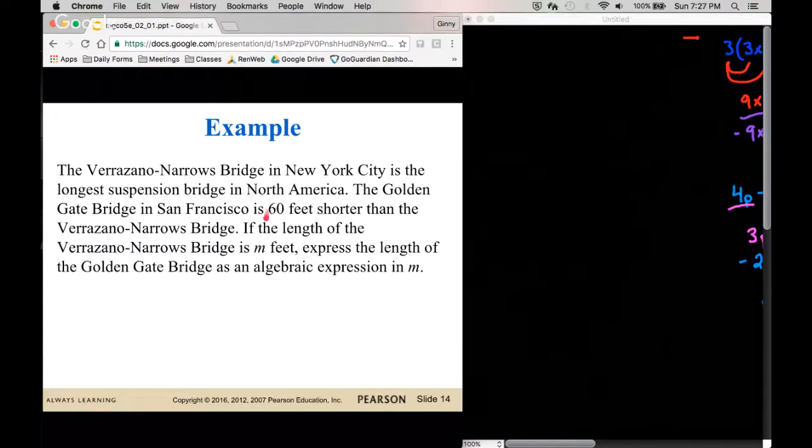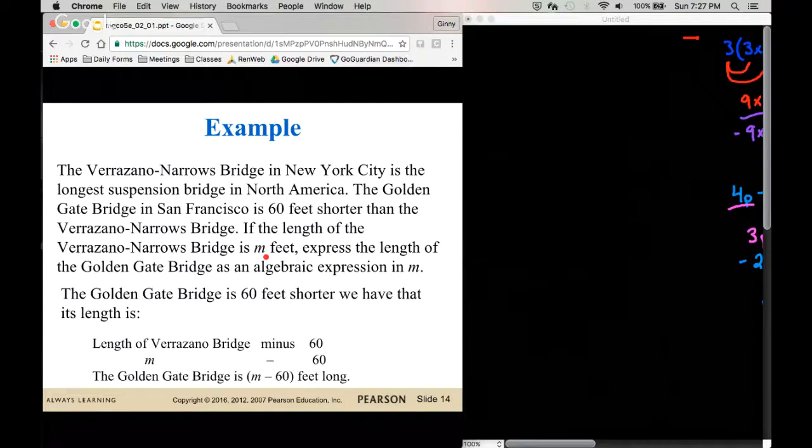So the numbers here, you got 60 feet shorter than, so the Golden Gate Bridge is 60 feet shorter than the Narrows Bridge. If you have the length of this bridge as m, how would you express the length of the Golden Gate Bridge? So m is the length of the longer bridge. Golden Gate Bridge is 60 feet less than the other one, so m minus 60. So the Golden Gate Bridge is m minus 60 feet long.